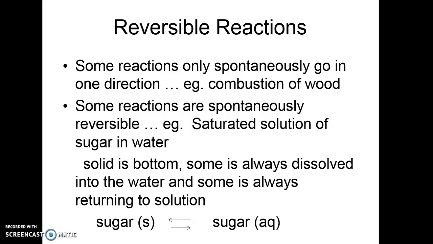Okay, if you dissolve sugar in water and you put so much in that it doesn't all dissolve, what happens is the sugar continues to dissolve, but as it dissolves, some of the sugar comes out of the water and goes back into the solid. And that's an example of a reversible reaction. It can go forward and it can go backwards, and we use a double arrow as shown down here.